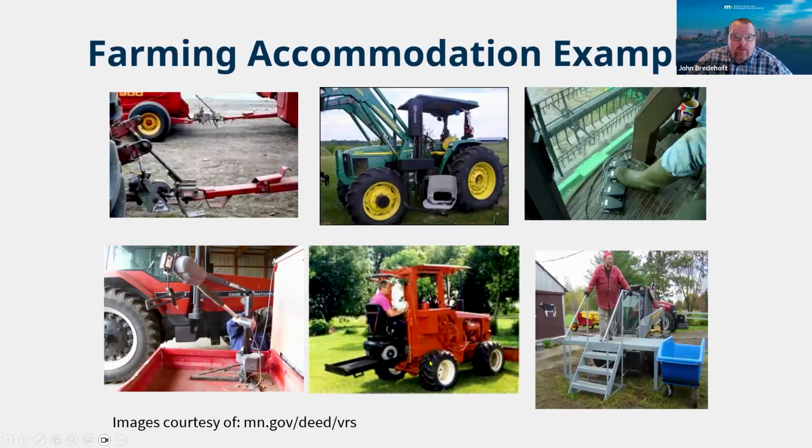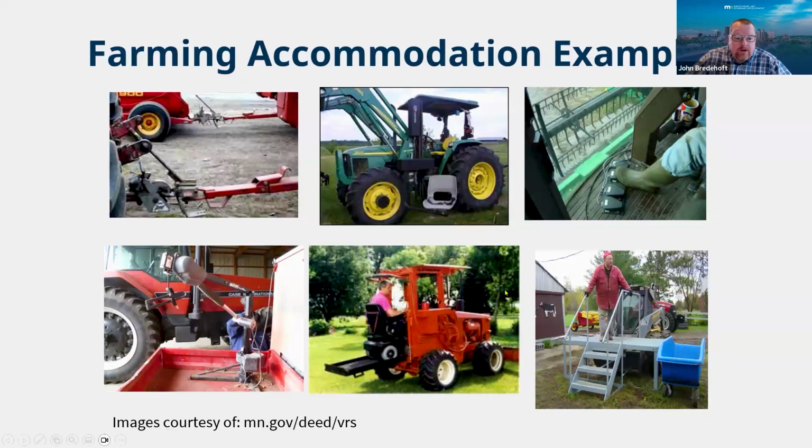And here's just some examples of some farming accommodations. On the top there on the left is a quick hitch. One would just back up to the equipment and they wouldn't have to get off the tractor. It would just hook up automatically. The middle top there is a lift where one can get into the tractor. And then we've done different controls. If one's not able to access controls on one side of the piece of equipment, they can add controls to the other side or hand controls.